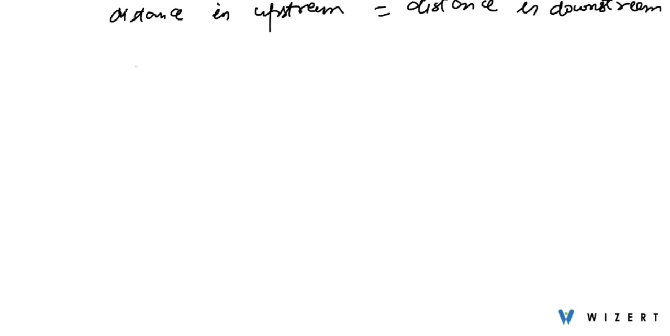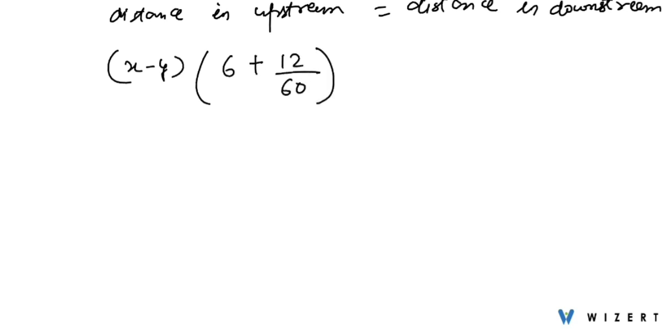Distance is speed multiplied by time. So the speed in upstream is x minus y and time is 6 hours 12 minutes. Let us convert 12 minutes into hours by dividing it by 60. And the distance in downstream will be speed x plus y and time taken is 2 hours.